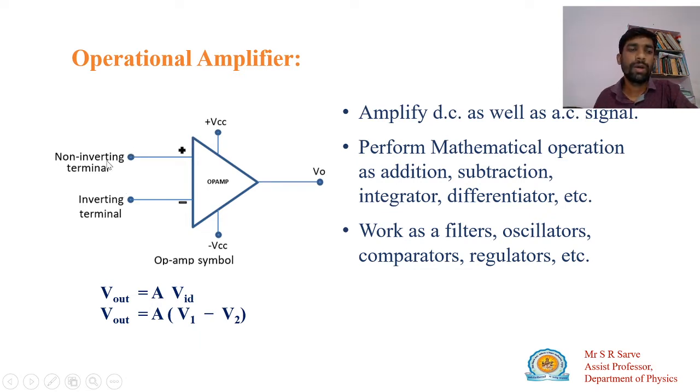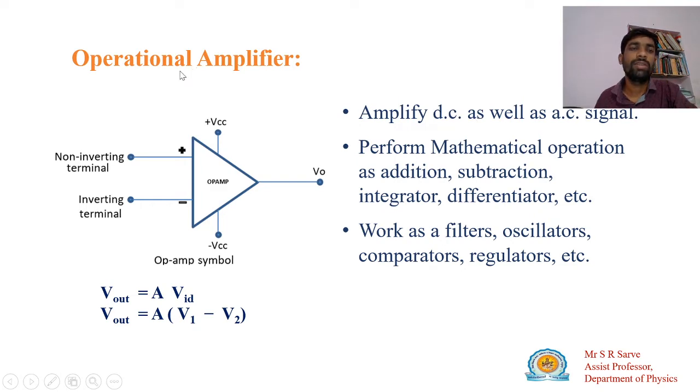So if input supply is given to the non-inverting terminal, then the output appears positive. There is no change in phase. If you supply the voltage to the inverting terminal, then it changes by 180 degrees at the output. Okay, that is the difference between giving input to the non-inverting terminal and giving it to the inverting terminal. So that is the operational amplifier.